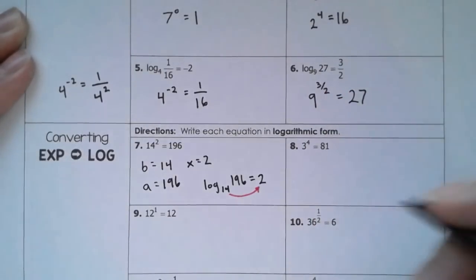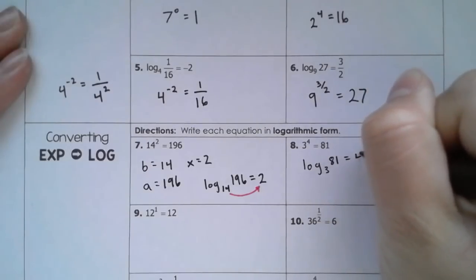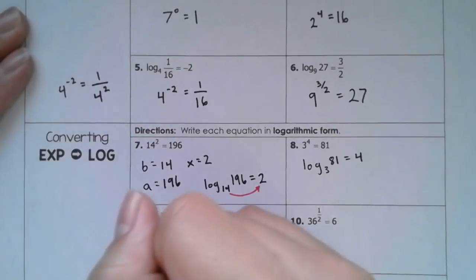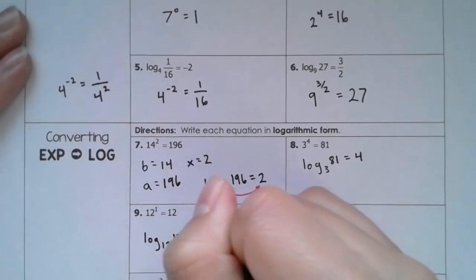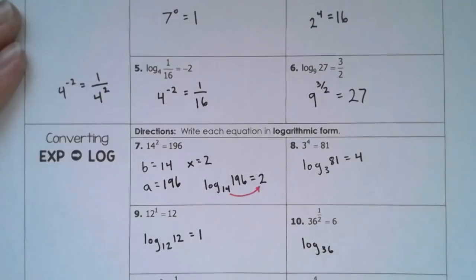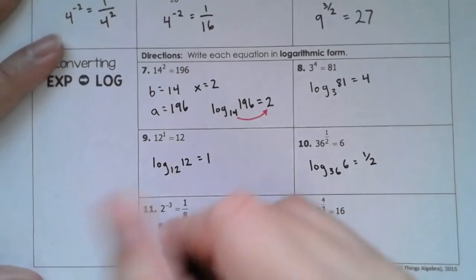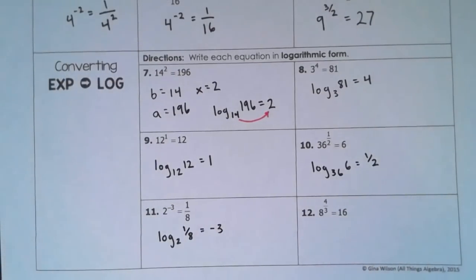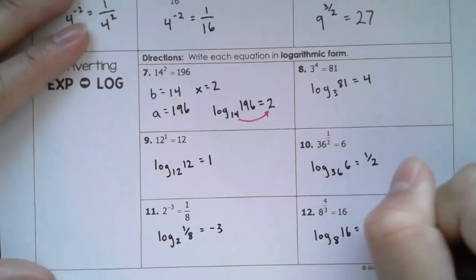Number 8, I have log base 3 of 81 is equal to 4. If I push this over to the right side, I get 3 to the 4th is equal to 81. Number 9, I have log base 12 of 12 is equal to 1. Number 10, log base 36 of 6 is equal to a half. Number 11, log base 2 of 1 over 8 is equal to negative 3. And then finally, number 12, I have log base 8 of 16 is equal to 4 over 3.